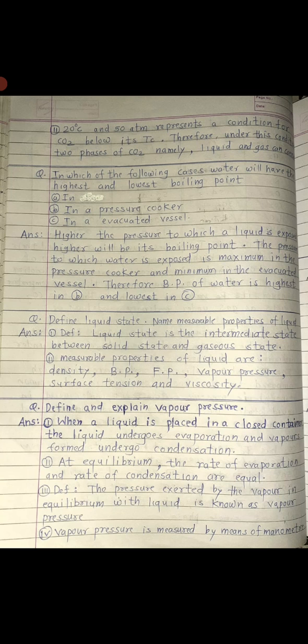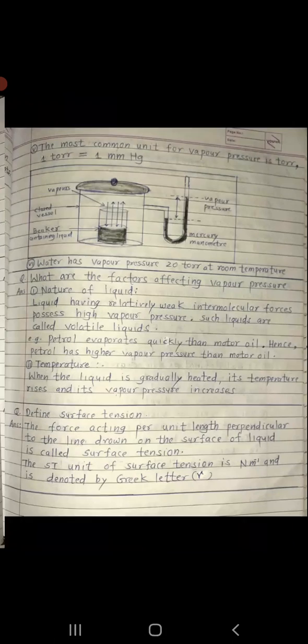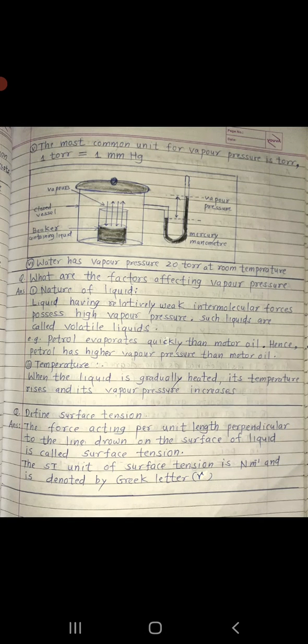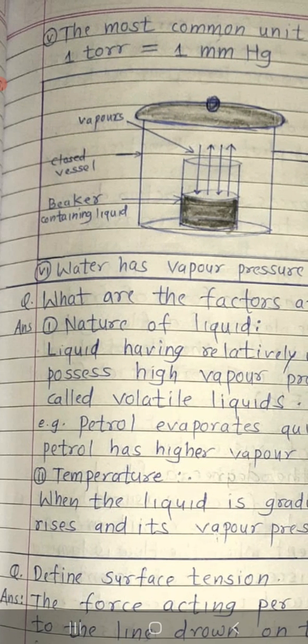And vapor pressure is measured by means of manometer. The most common unit for vapor pressure is torr, and 1 torr is equal to 1 millimeter mercury. So this is the diagrammatic representation. This closed vessel contains a beaker in which liquid is placed, and the liquid gets vaporized. At the same time, the vapor gets condensed back to liquid.